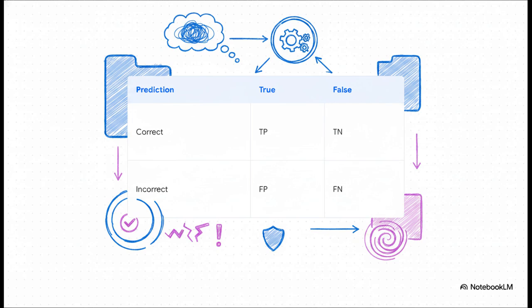Now, when we run classification tasks, say asking an AI to catch spam emails, we map its guesses into this grid you see here. We're looking at true positives, true negatives, and false negatives. It's essentially a scorecard that shows us exactly where the machine correctly caught a spam email and where it hallucinated and flagged an important email from your boss by mistake.